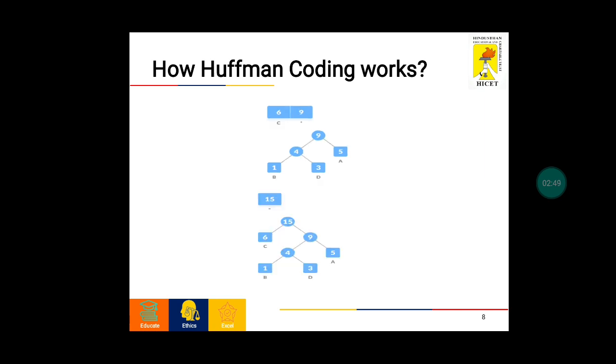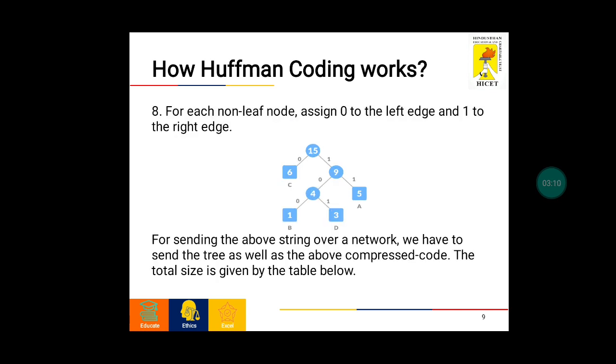So after repeating steps 3 to 5, we'll get these trees. For example, here the internal node 4 and the leaf node 5 are merged and a new internal node forms, which is 9. And after that, the internal node 9 and the character node C are merged and a new internal node forms whose sum is 15. So the eighth step, for each non-leaf node, assign 0 to the left edge and 1 to the right edge. It is shown in the figure.